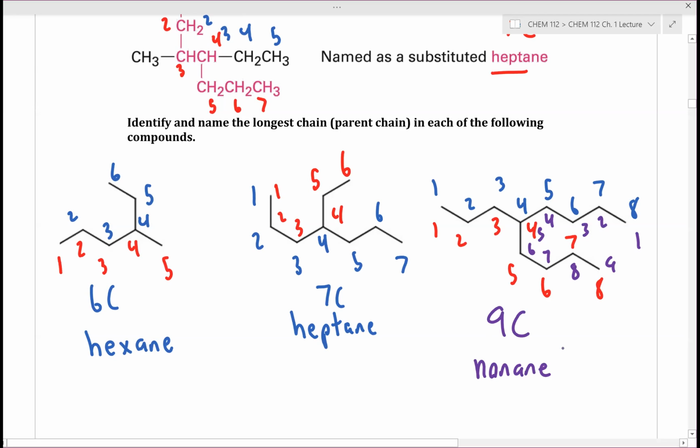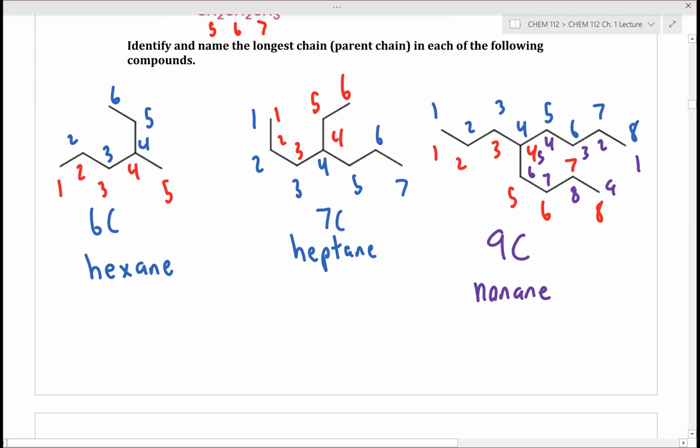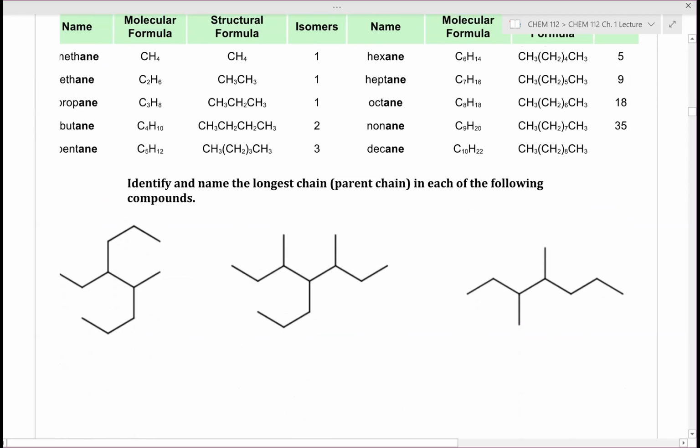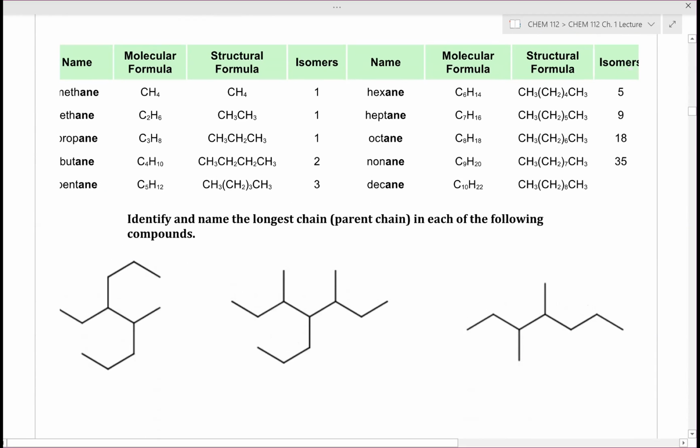Does that make sense to everyone? Okay. Now, this is really important because if you mess up your main carbon chain, your entire name will be incorrect. So let's keep going and talk a little bit about identifying and naming the longest carbon chain in these slightly more tricky examples.